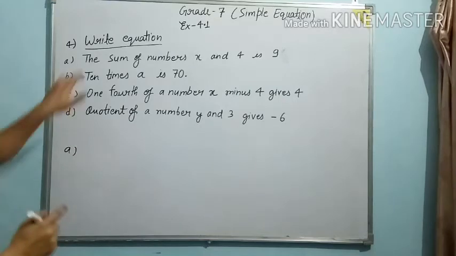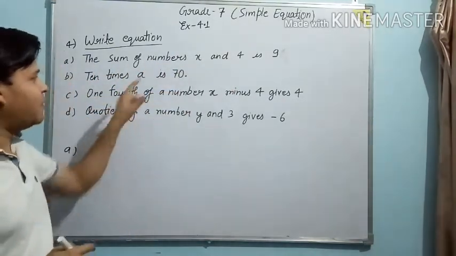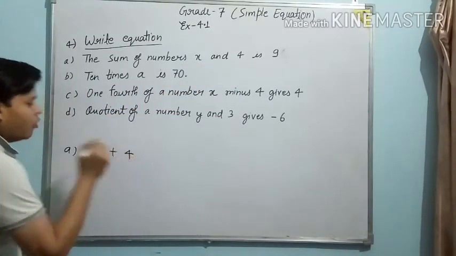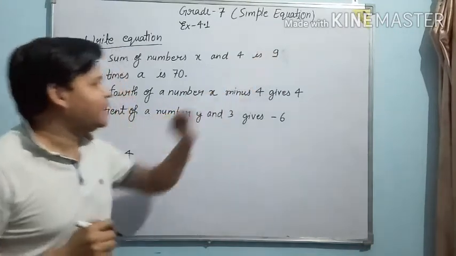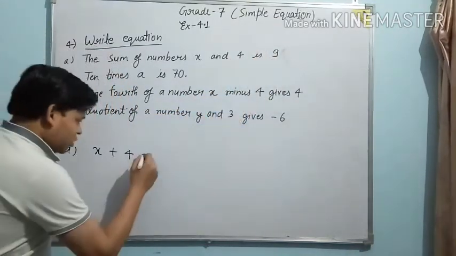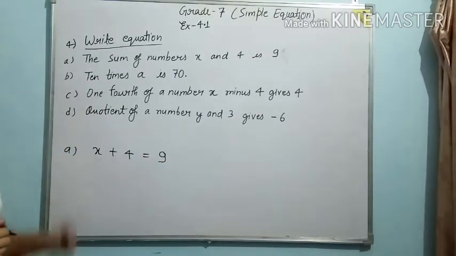First is the sum of numbers x and 4. The sum of number x and 4 is 9. That means 9 is the result, that means equals to 9. So 9 is the result of x and 4.